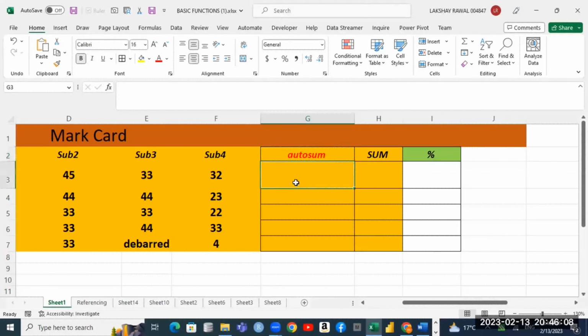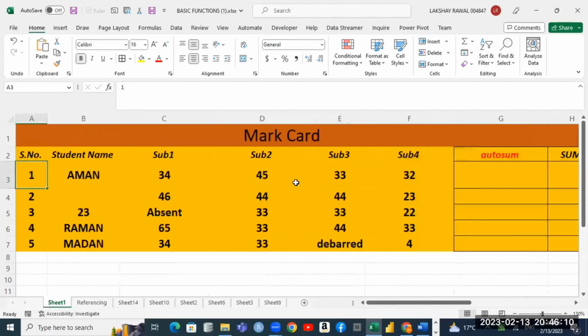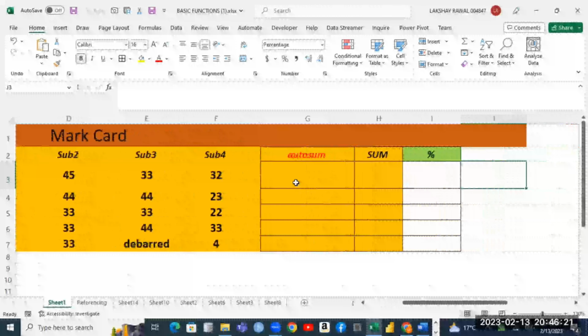So guys, we have done that day. We have also prepared a mark card, and I remember I gave you a small task to add 5 names and do that. So let's brush up again all these things.